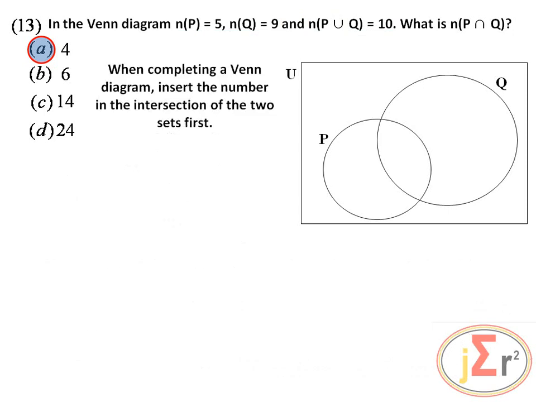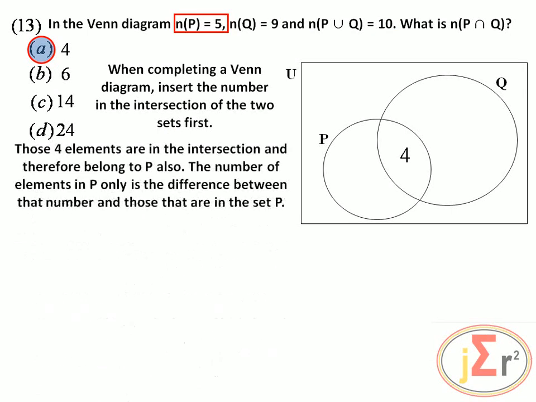When completing a Venn diagram, insert the number in the intersection of the two sets first. Lovely. n(P) is equal to 5. Those 4 elements are in the intersection and therefore belong to P also. The number of elements in P only is the difference between that number and those that are in the set P. We have 4 in there already. The total number is 5. Only 1 more is left to go there. 5 minus 4 is 1.